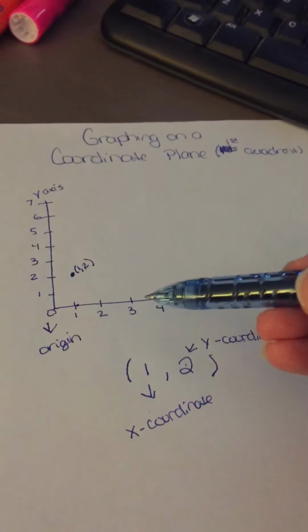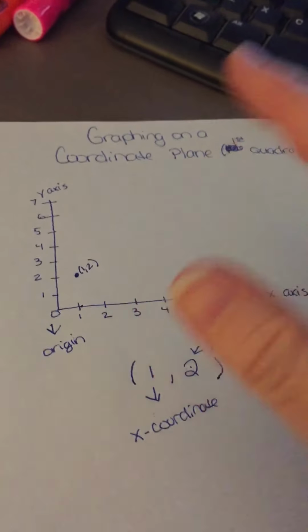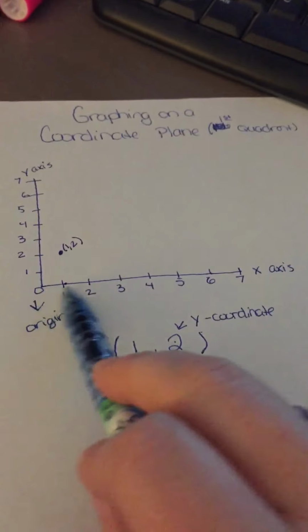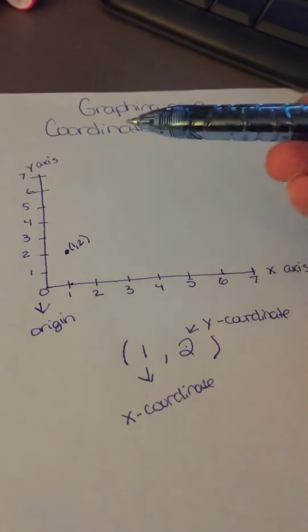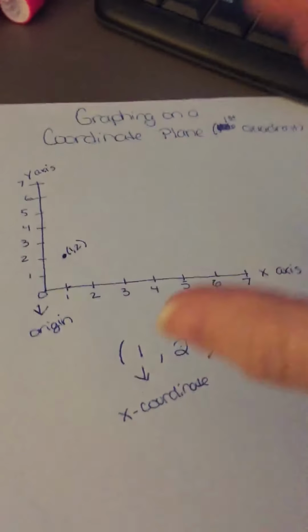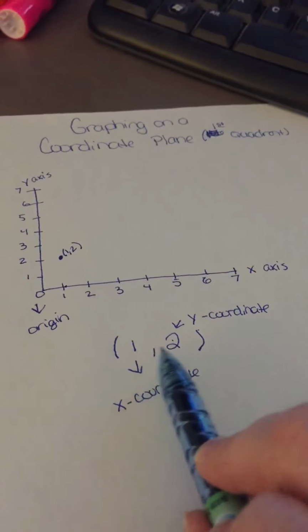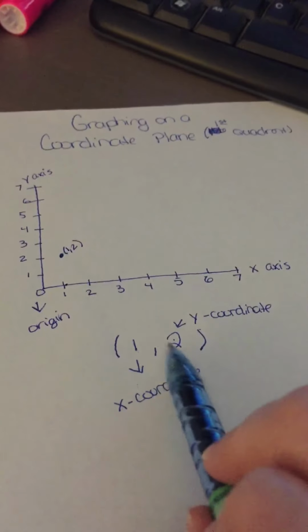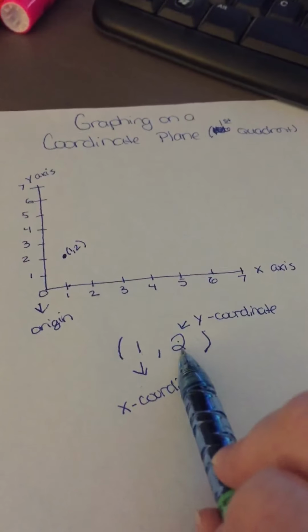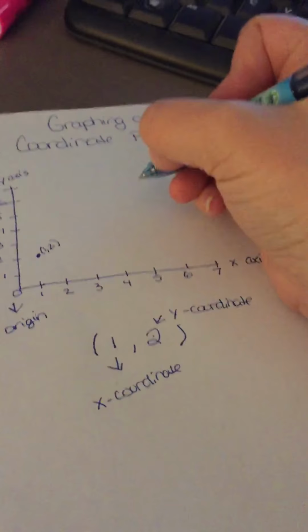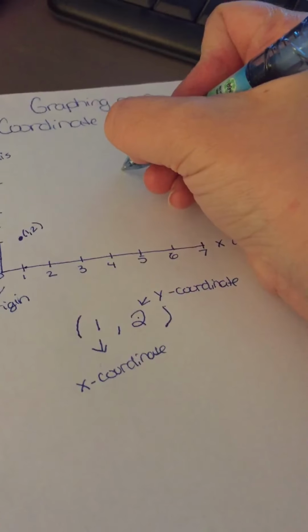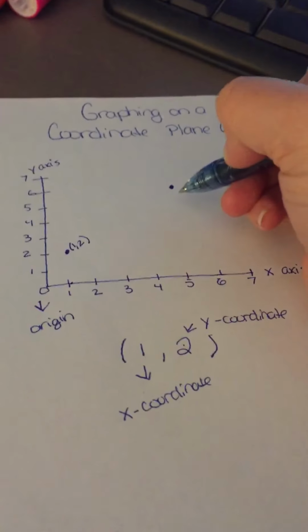It's important to always think when it comes to just graphing in the first quadrant, you're going over, then up. And we can think about that alphabetically because O comes before U. And we can also realize that we're doing X, then Y, which again is alphabetical. X comes before Y.